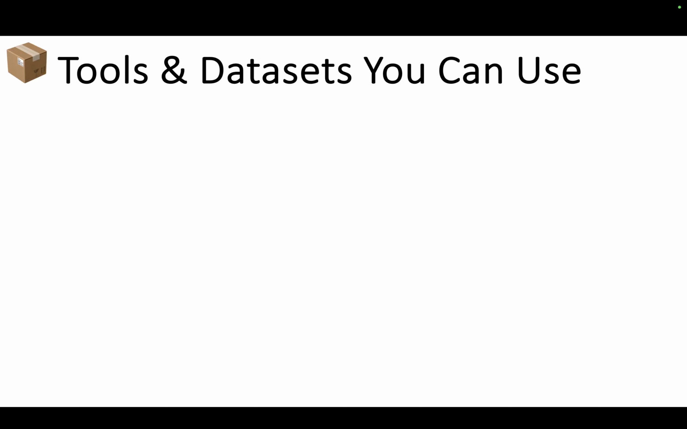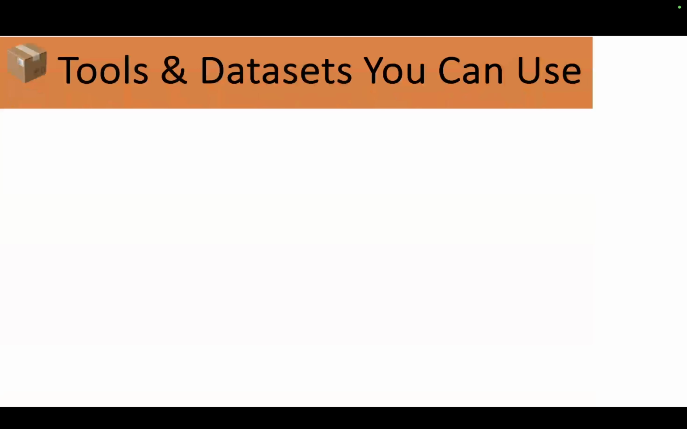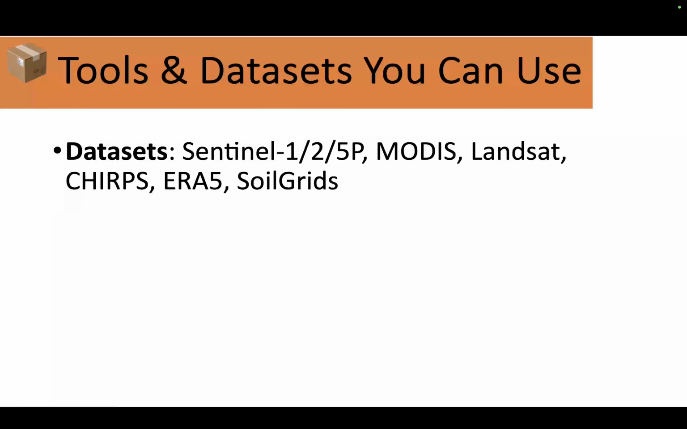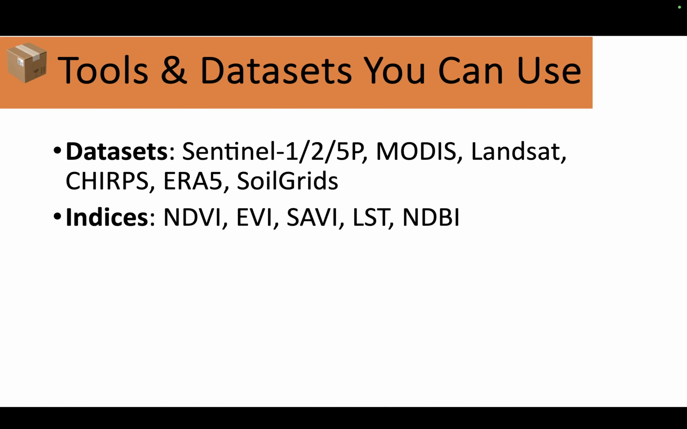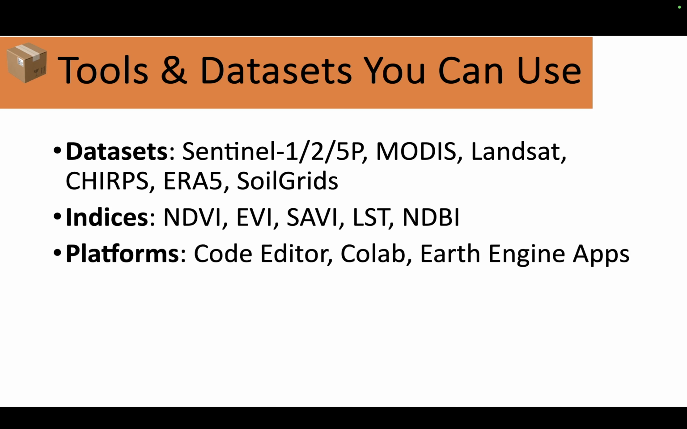And finally, tools and datasets you can use. All of the satellite freely available data we can easily access from our data catalog. It can be Landsat, Sentinel, MODIS, Sentinel-1, Sentinel-2, CHIRPS, ERA5, or SoilGrids data. So it provides a lot of data, and we can also use different types of indices that we can easily calculate, NDVI, EVI, SAVI, LST. And for platform, we can use the code editor or Google Colab, as well as develop Earth Engine apps using Google Earth Engine.